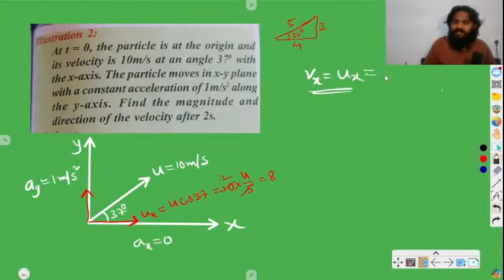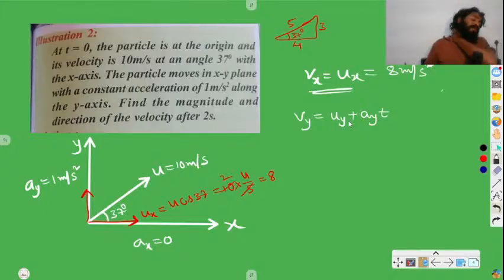Vx is equal to Ux, that is equal to 8 meter per second, only 8 meter per second. Now let us find out Vy. Here Vy is nothing but Uy plus Ay into t. This is how you have to find out Vy.